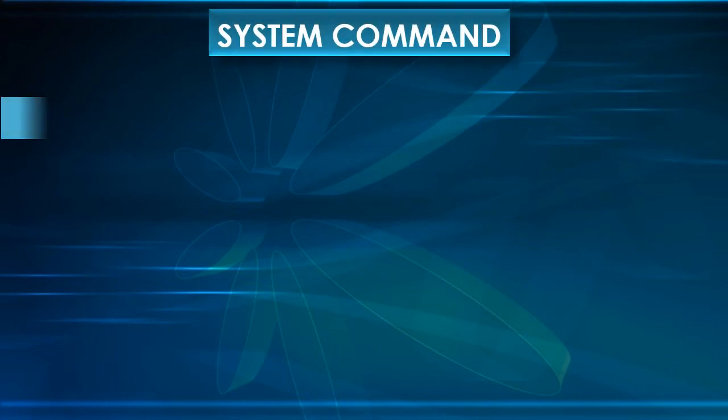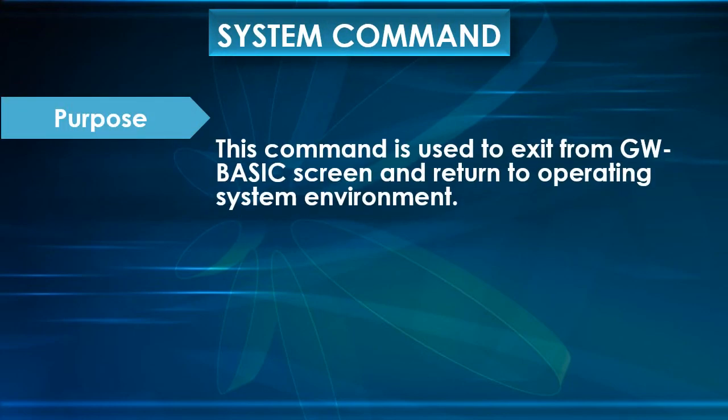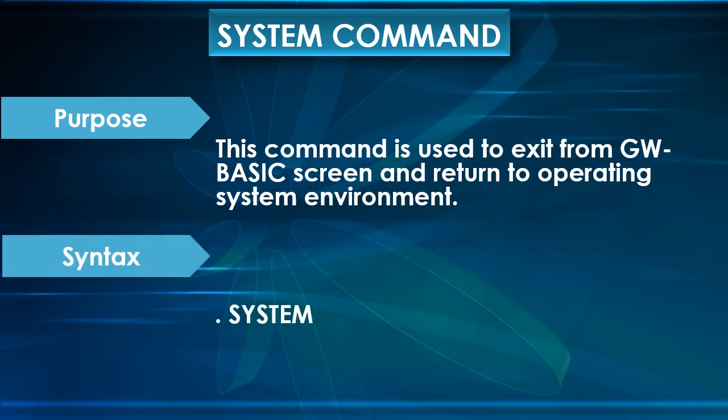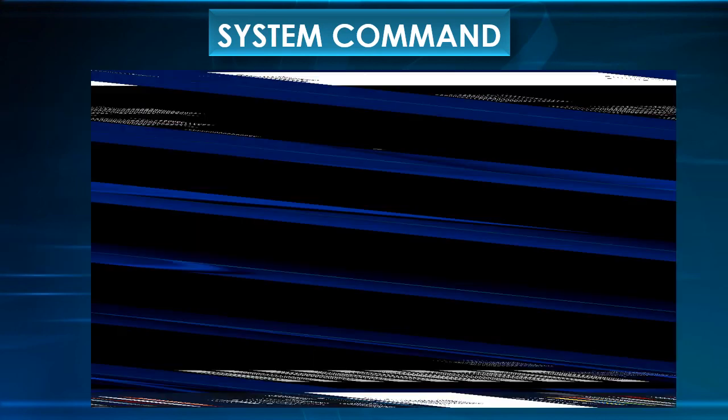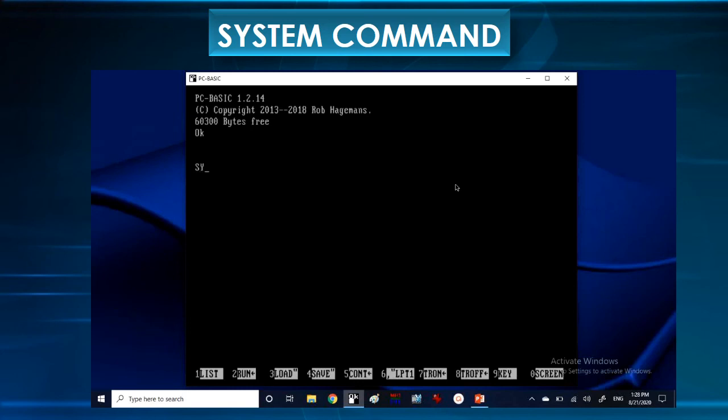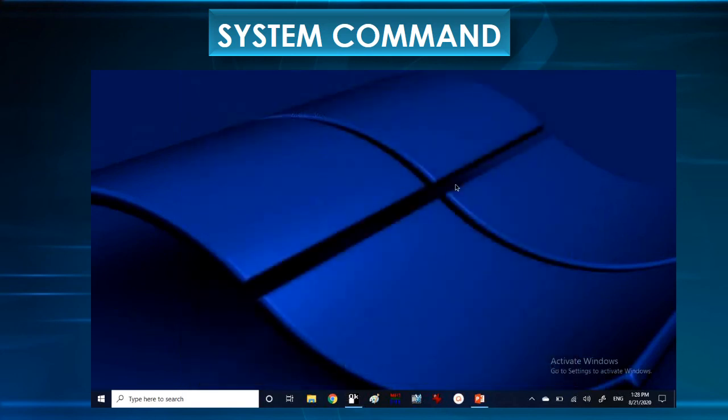The last command for today, SYSTEM. This command is used to exit from the GW-BASIC screen and return to the operating system environment. Syntax is simple. You just have to type SYSTEM and press enter. Check out, I'm going to apply the SYSTEM command by just typing the word system, and then by pressing enter, I have returned to the Windows screen.